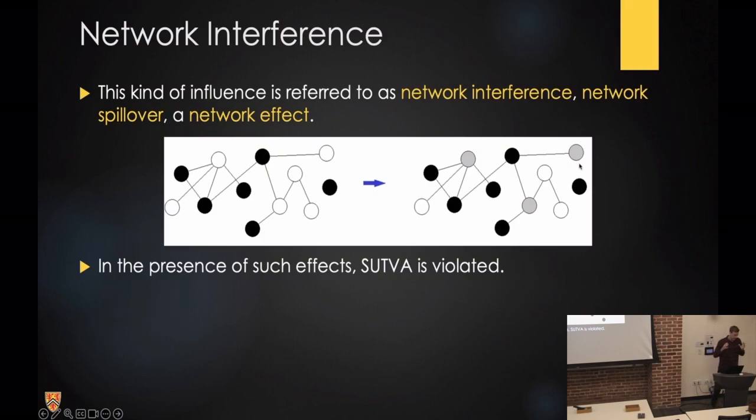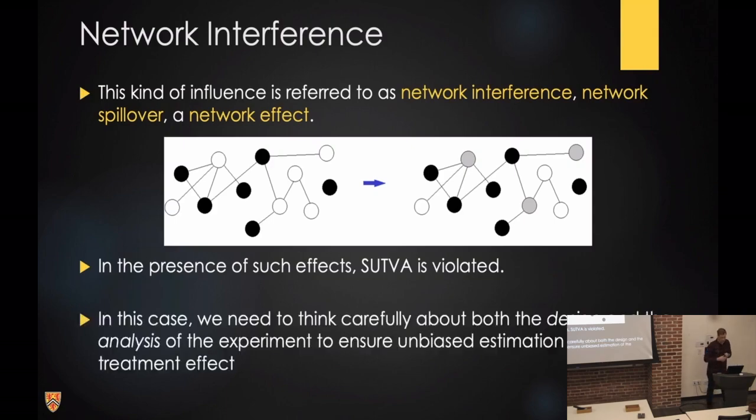So the takeaway is that things are not so black and white. There's this gray area where we cannot think of treatment and control as being completely isolated and independent. The network is breaking that, and so the SUTVA assumption is being violated. Importantly then, we need to recognize that SUTVA is violated and we need to adapt.